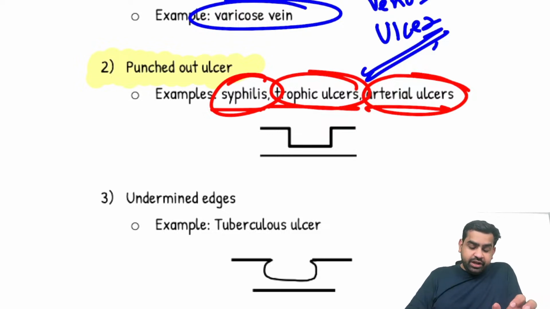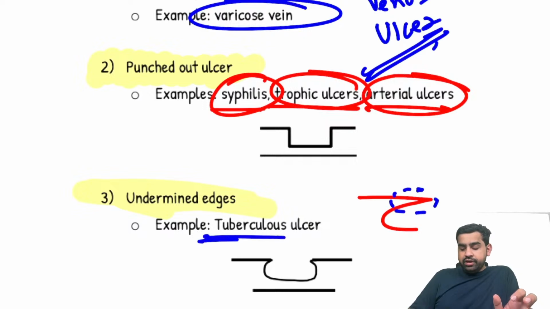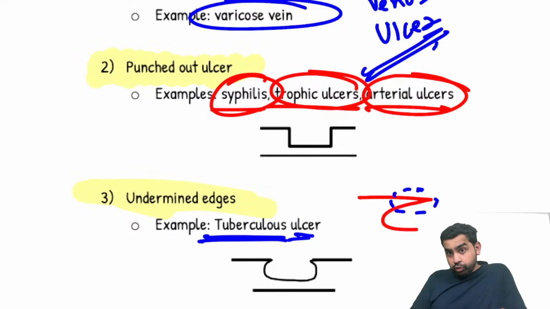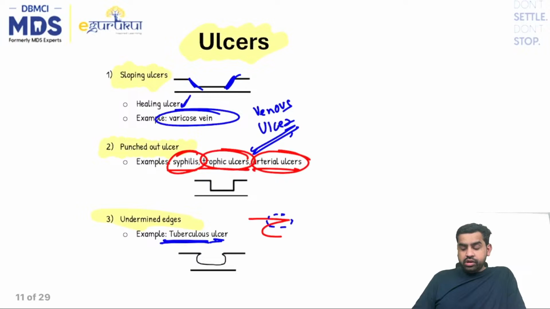Then we have undermined edges. What do you understand by undermined edges? I hope you're able to appreciate the edges are like this. This is what an undermined edge is. This undermined edge is basically present in the tuberculous ulcer. The tuberculous ulcer has undermined edges. I hope you are able to understand this particular point, guys.